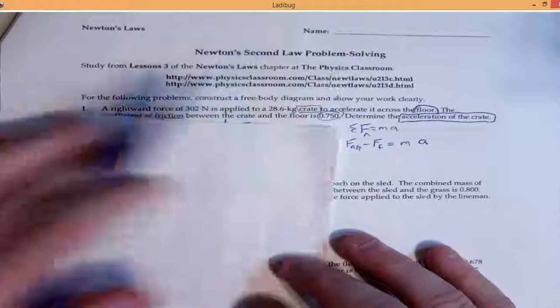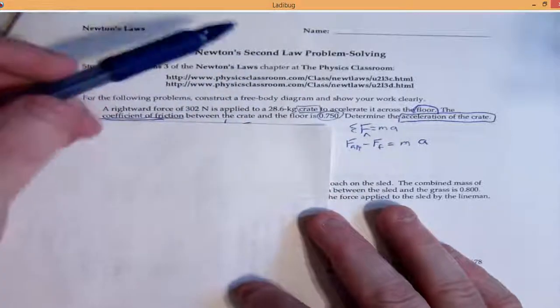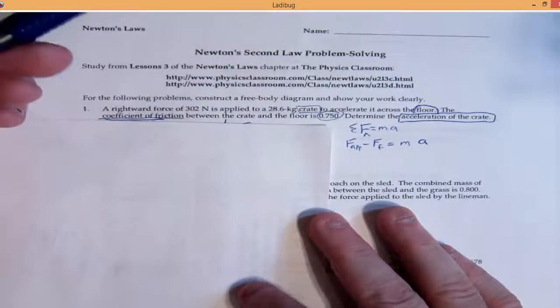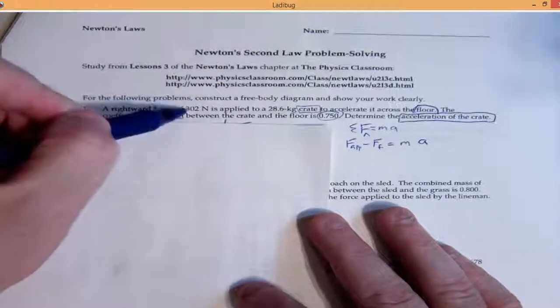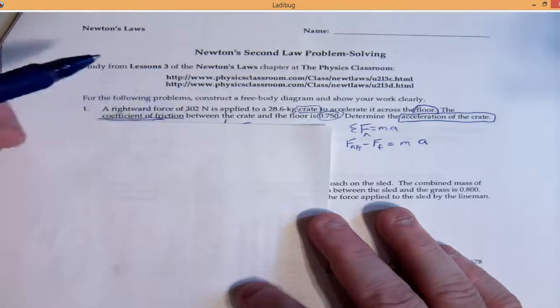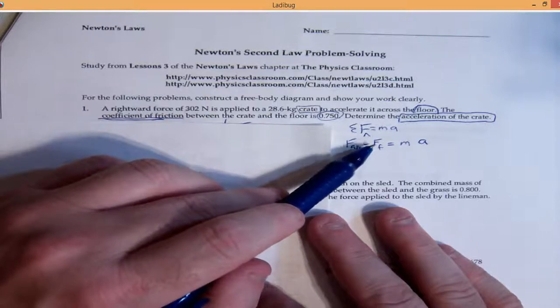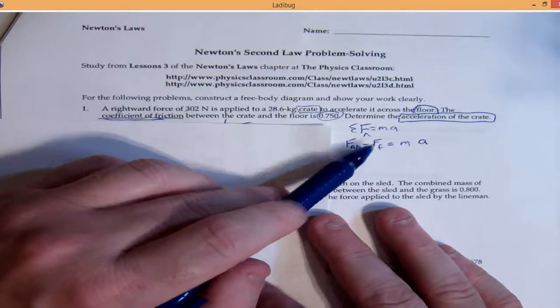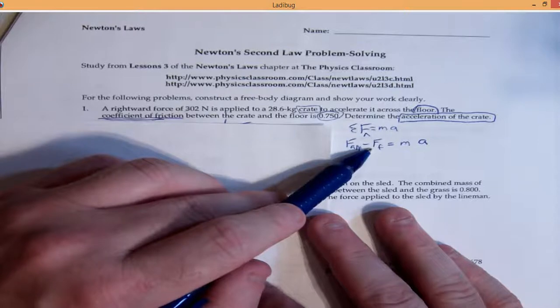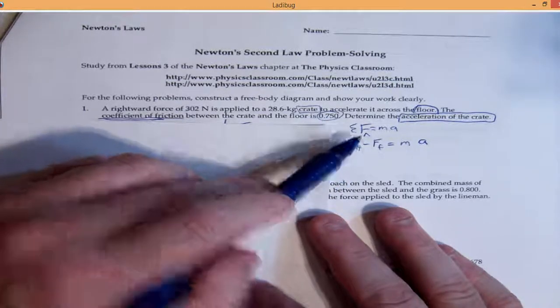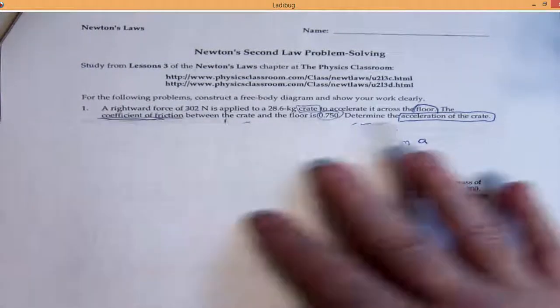Let's look at what we have. We have the mass. Bam. We have the applied force. Bam. We're going to figure out the force of friction, because the force of friction is going to be the force of gravity, gravity's pull on this object, times this friction coefficient, which we're going to do in a second. Let's start by making our diagram.